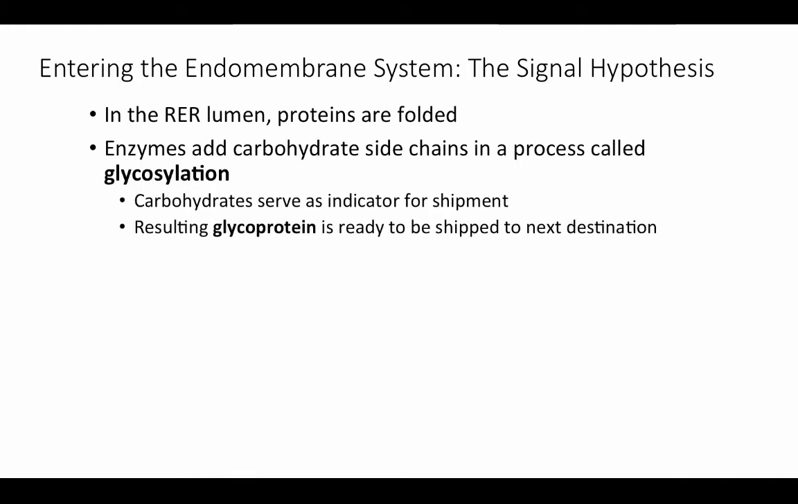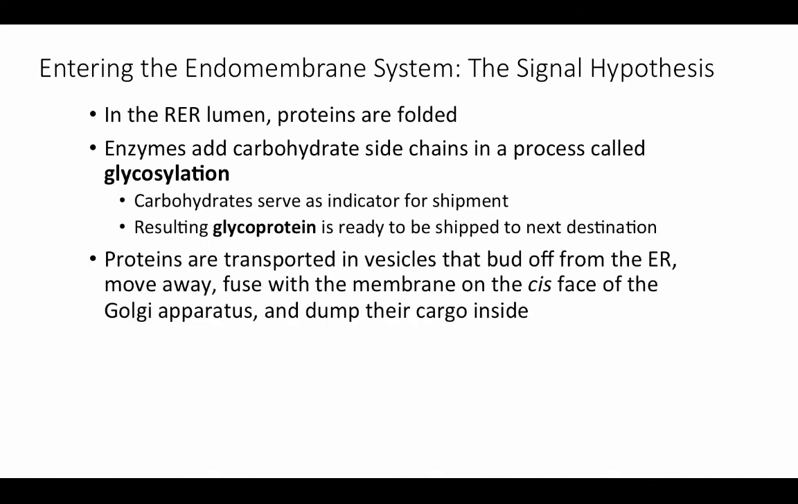The enzymes within the lumen add carbohydrate side chains in a process called glycosylation. So the carbohydrates are going to serve as another indicator that this is to be shipped. And that resulting glycoprotein is ready to be shipped to the next destination. And that next destination is going to be the Golgi apparatus.